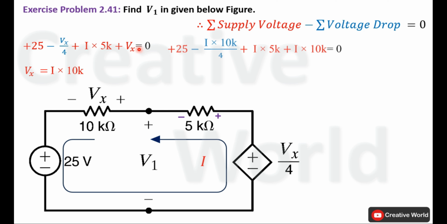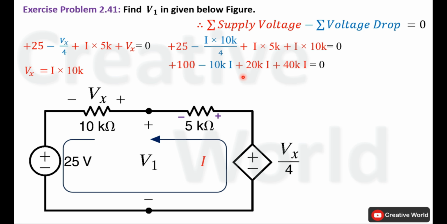The equation will become plus 25 minus I multiplied by 10k divided by 4 plus I multiplied by 5k plus I multiplied by 10k. Now for the further simplification of this equation, we will multiply this equation on both sides with 4. The equation will become plus 100 minus 10kI plus 20kI plus 40kI equal to 0.